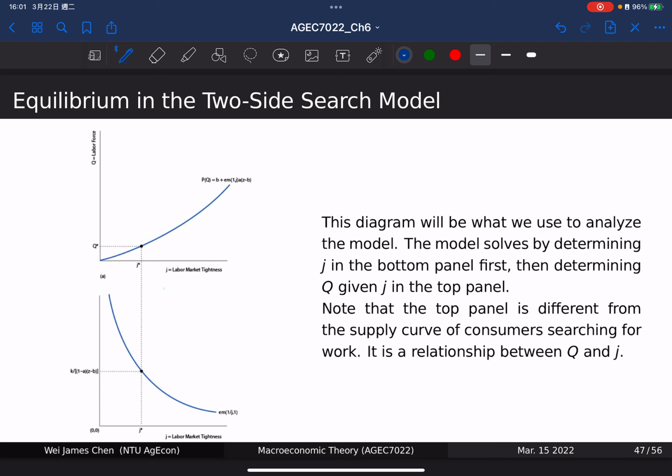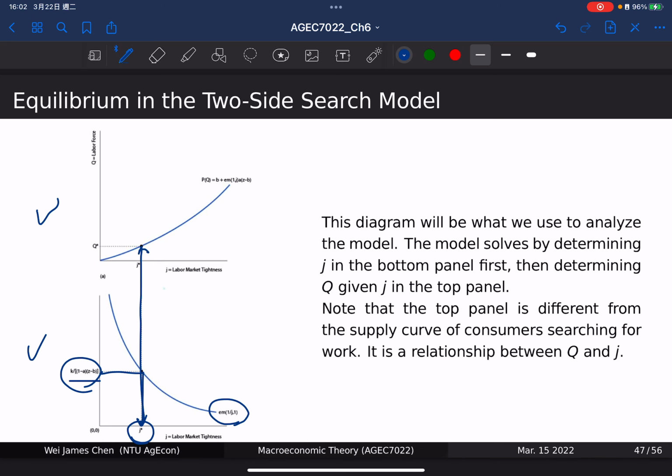So the equilibrium of this model looks like this. This is a little bit weird. We are not going to look at this graph first. We are actually going to look at this graph first. Because here, this K divided by 1 minus A times Z minus B is the equation that we gathered before. This is basically a constant. K is a constant, A is a constant, Z and B are all constant. And this function, EM1 over J1, is also a known function form. So given a constant, I can easily come down and get the equilibrium labor market tightness.